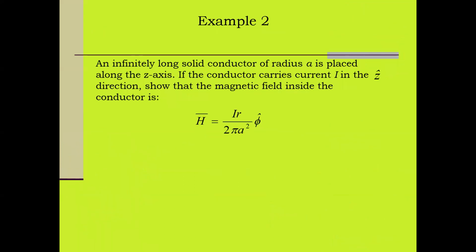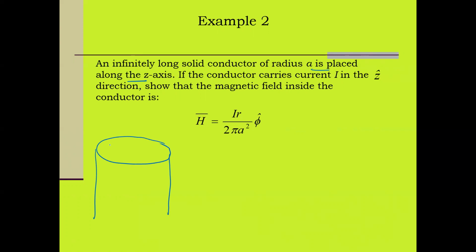So let's have a look at example number 2, where we are given the infinitely long solid conductor of radius A, which is placed along the x-axis. If the conductor carries current I in the Z direction, show that the magnetic field inside the conductor is given by H field of IR over 2 pi A squared in the direction of phi. Okay, so we are given this diagram with this particular problem, whereby if we can sketch the diagram, it should look like this.